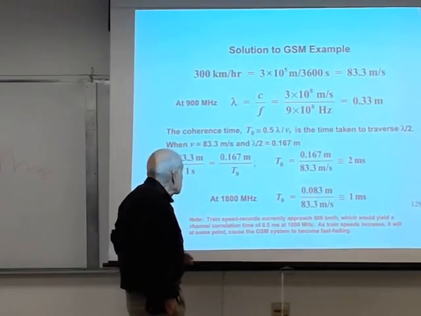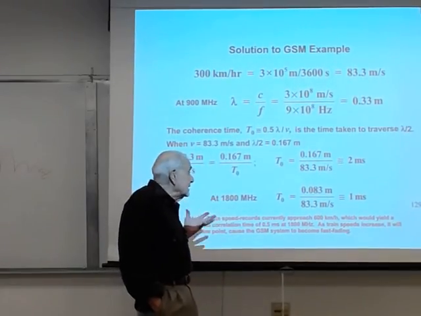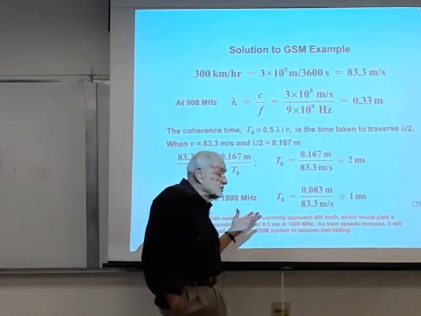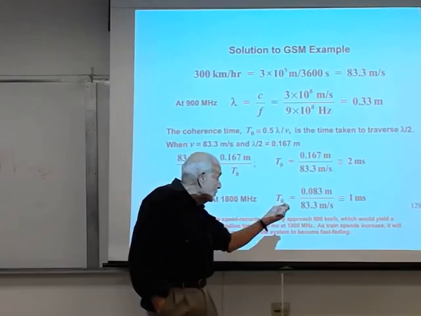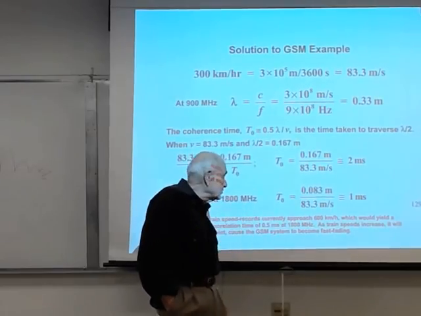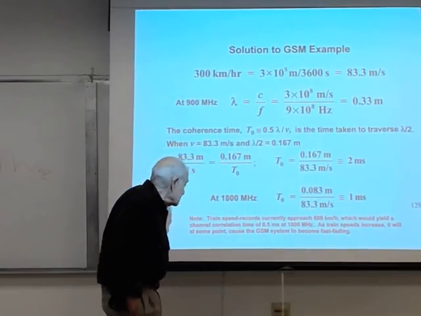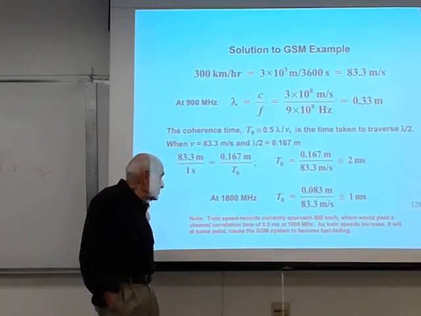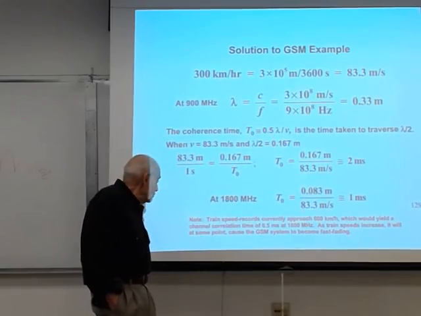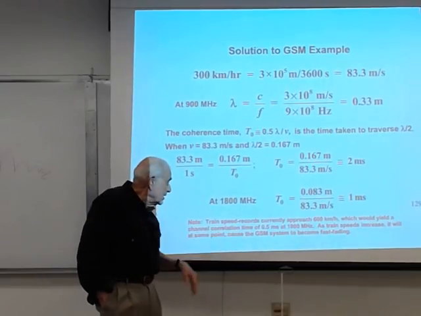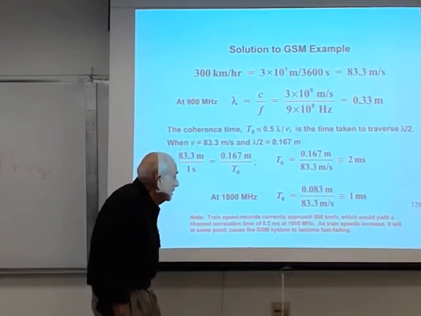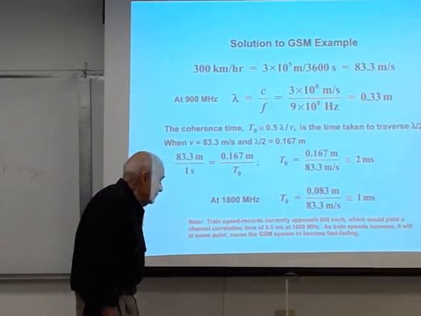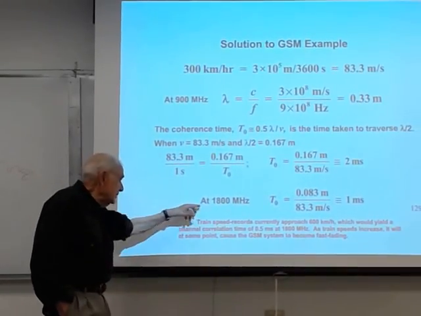And by the way, if you change 900 megahertz to 1800 megahertz, then T sub 0 gets smaller by just a factor of 2, to 1 millisecond. Well, train speed records currently are approaching 600 kilometers per hour, which would yield a channel correlation time a factor of 2 smaller than this, a half a millisecond if it were at 1800 megahertz.